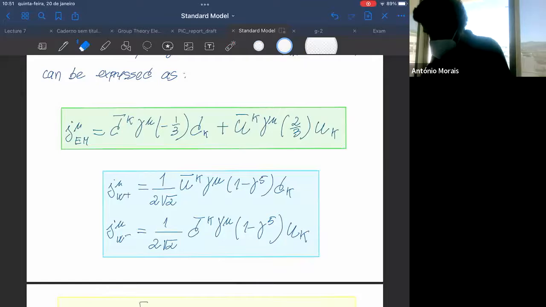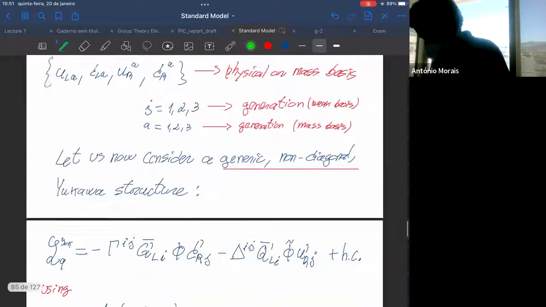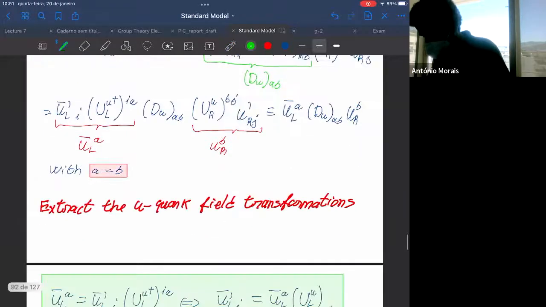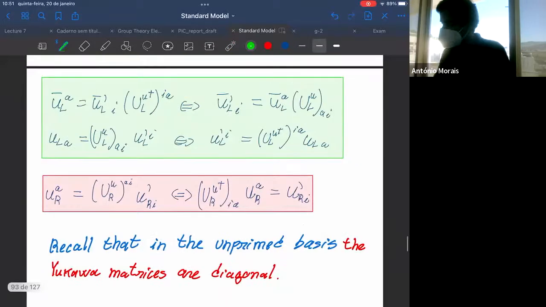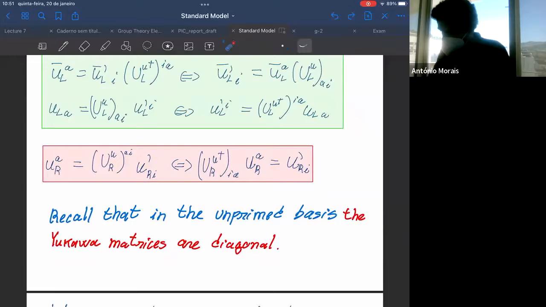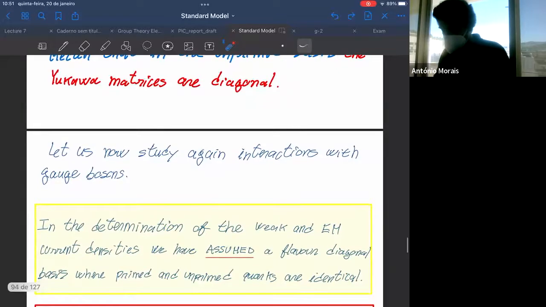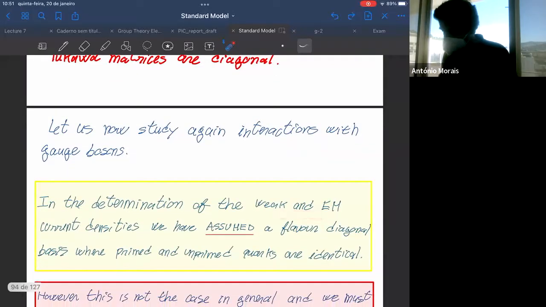Just before our first break, let's go back here. This is why I've been focusing only on the left-handed parts, so we'll forget for now about the right-handed ones. Also recalling that the primed quantities are in the flavor or weak basis, and those without primes are in the mass basis. Let us study again the interactions with gauge bosons. In the determination of the weak and electromagnetic currents, we assumed a flavor diagonal basis.